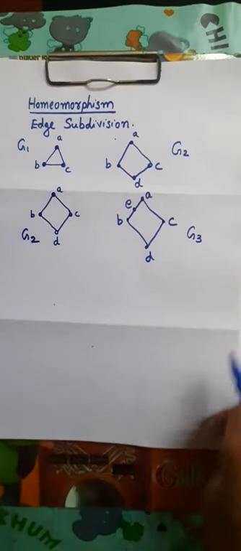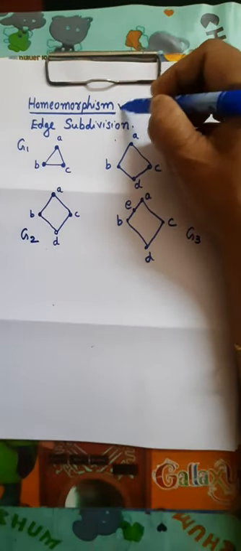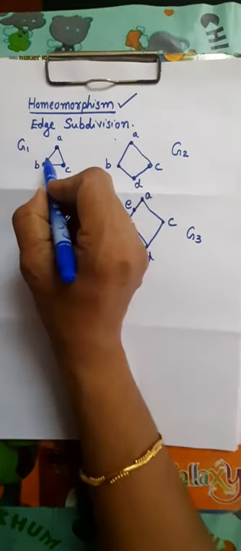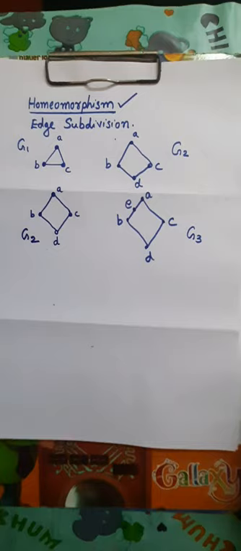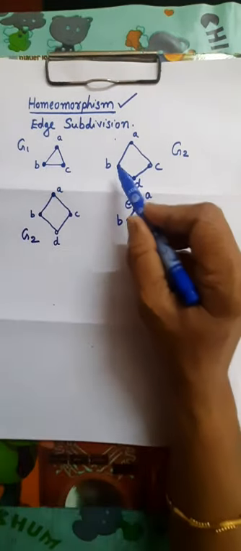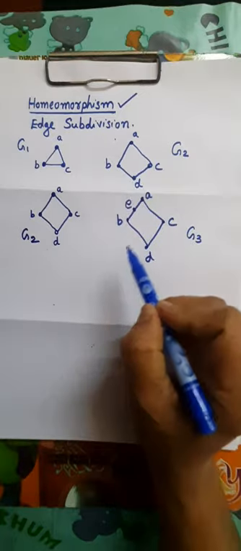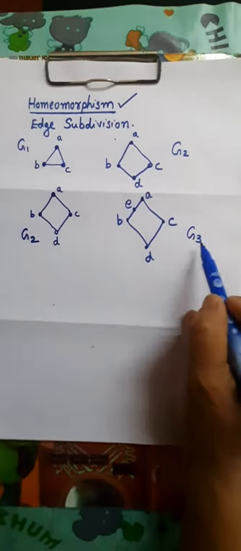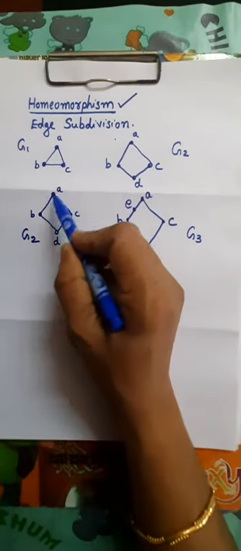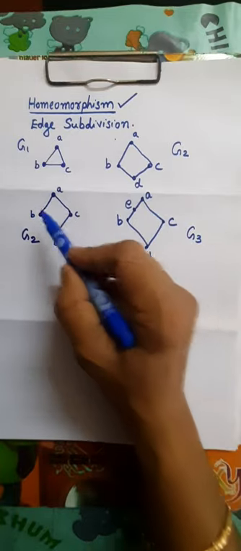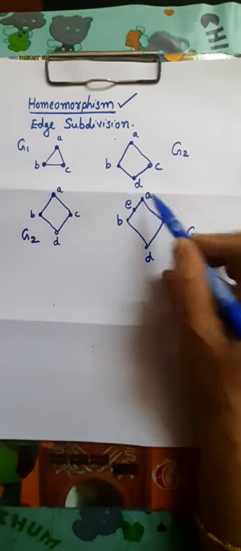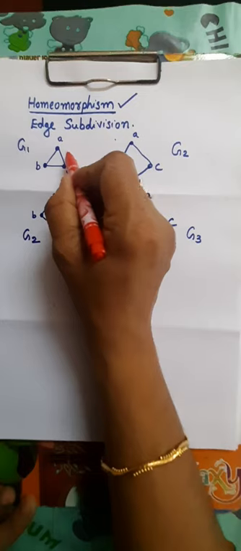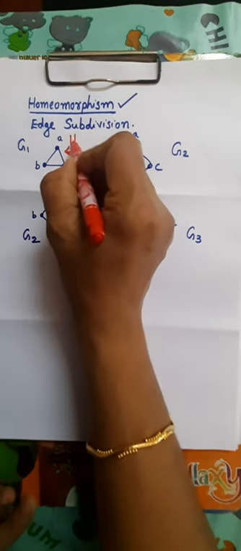The next terminology is homeomorphism. What is homeomorphism? If one graph is obtained from another by a sequence of edge subdivisions, we say they are homeomorphic. BC is subdivided into BD and DC. G2 is obtained from G1 after edge subdivision of BC. Then G3 is obtained from G2 after the edge subdivision of BA. BA is subdivided into BE and EA. Therefore, graphs G1 and G2 are homeomorphic to each other.